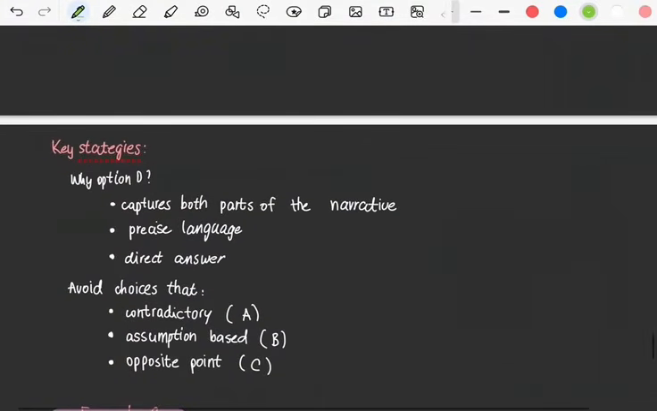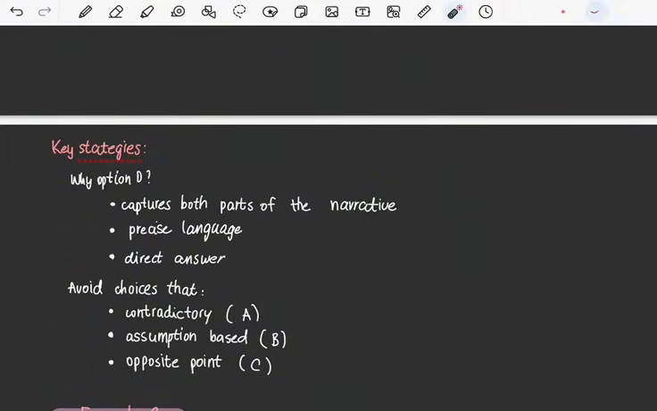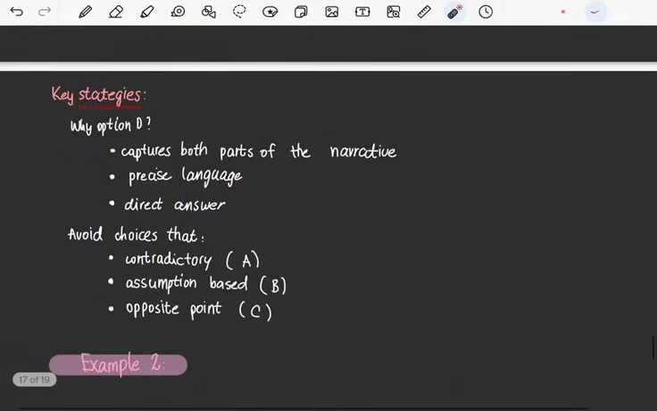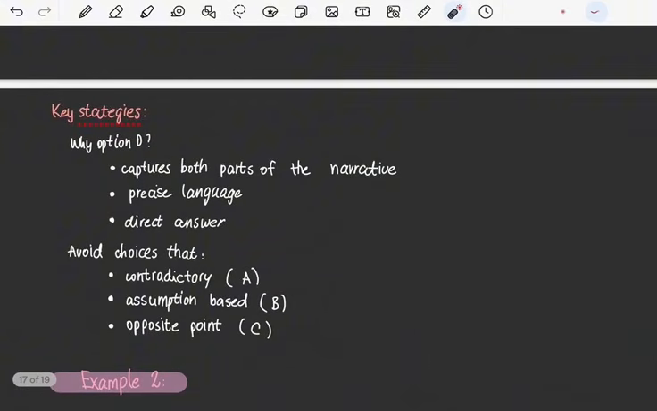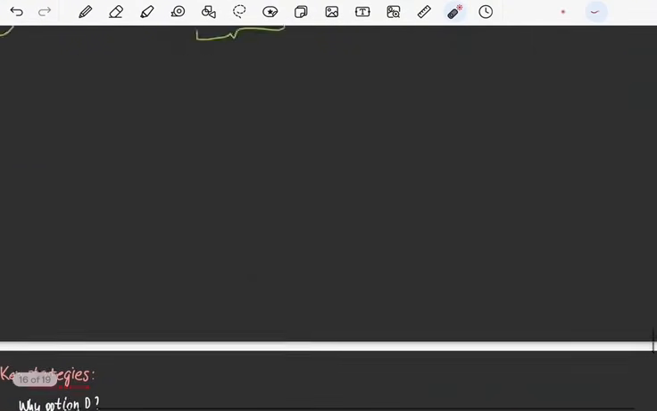So let's again look at the strategies and some things that we use to eliminate answers. Number one is why option D is correct. Firstly, it captures both parts of the narrative. It talks about before and about after. It uses precise language. Once held shows time shift. And it directly answers what the example serves to do. Other choices failed because option A was, firstly, contradictory.